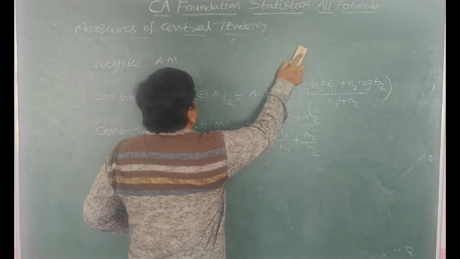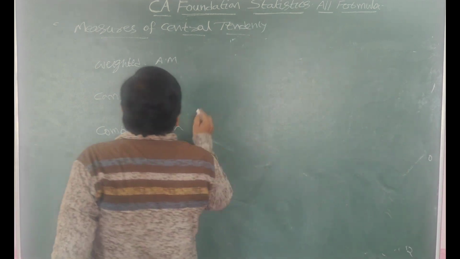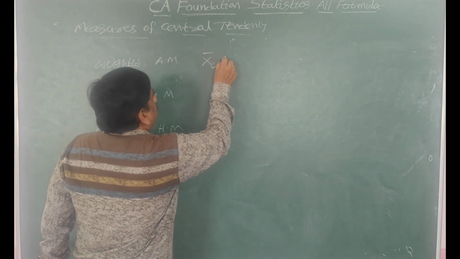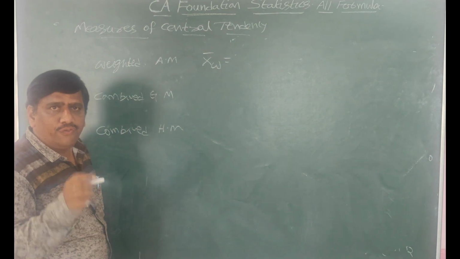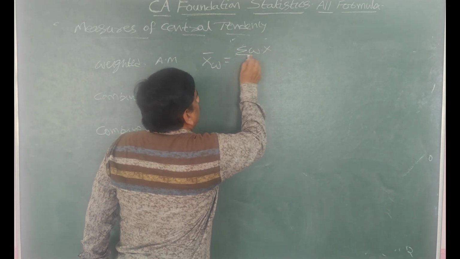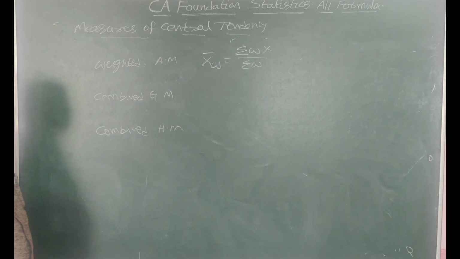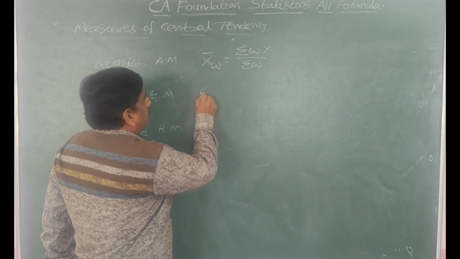Weighted AM formula is denoted by X̄w, where W is weight. Instead of frequencies, we will have weights, and the formula is summation WX by summation W. That is the weighted AM formula.